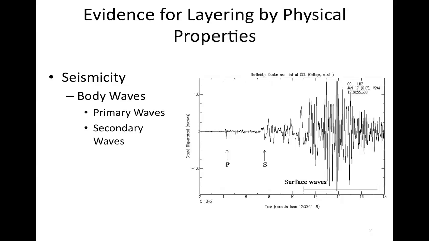So seismicity is basically divided into what are called body waves and surface waves. And we're going to focus primarily on the body waves for the purposes of looking at the Earth's interior. And the reason is body waves are defined as waves that go throughout the Earth's interior layers, whereas surface waves stay near the surface of the Earth.